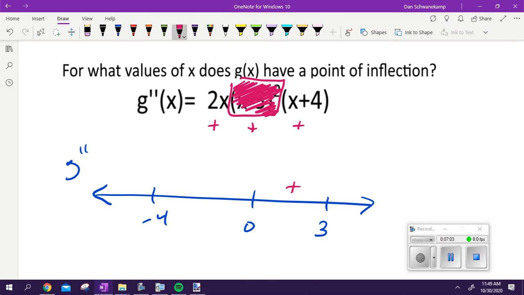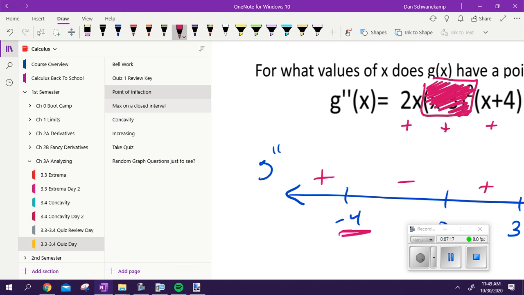If I plugged in a number bigger than 3, like 4, this would also be positive because that would be positive, that would be positive, this would be negative, that would be positive. There are 2 places where I change signs, so the only 2 points of inflection are -4 and 0. Let's do another one.